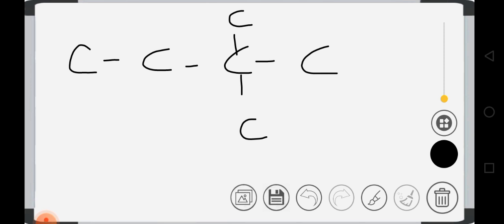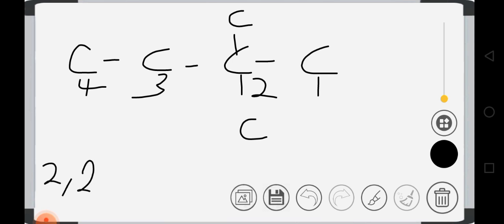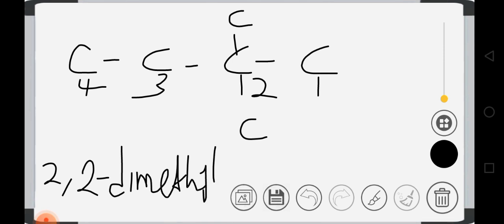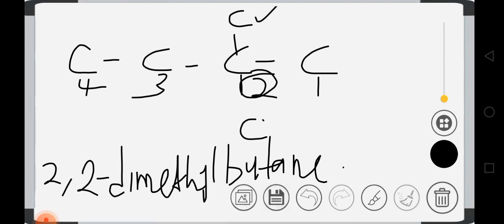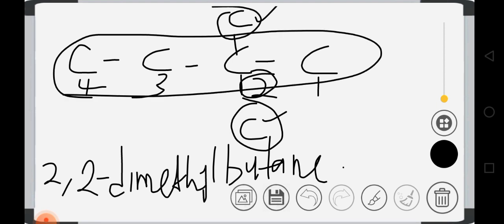From here, we are going to name this compound. We have 1, 2, 3, 4. So this will give us 2,2-dimethylbutane. That is the answer. You have 2 for this, another 2 for this, dimethyl, and the parent name is butane. Why did I not start counting from the other end? If you start from there, this one will be 3; starting from here it will be 2. We take the lowest number. Don't forget that.